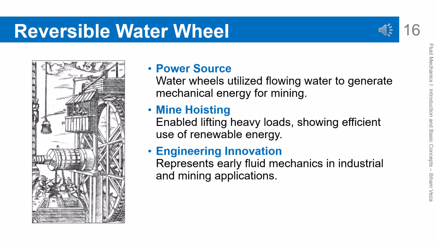Reversible water wheel. Water wheels were used as a source of mechanical energy from flowing water. This system enabled the lifting of heavy loads in mining. Renewable energy was already being used long before modern concepts existed. The basic principle of converting fluid kinetic energy into mechanical work was already applied. This example shows the close relationship between fluid mechanics and energy conversion.